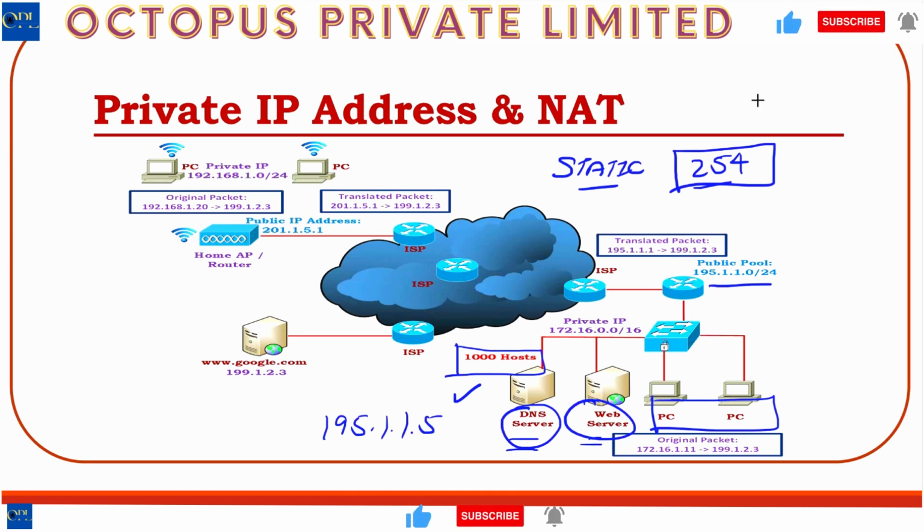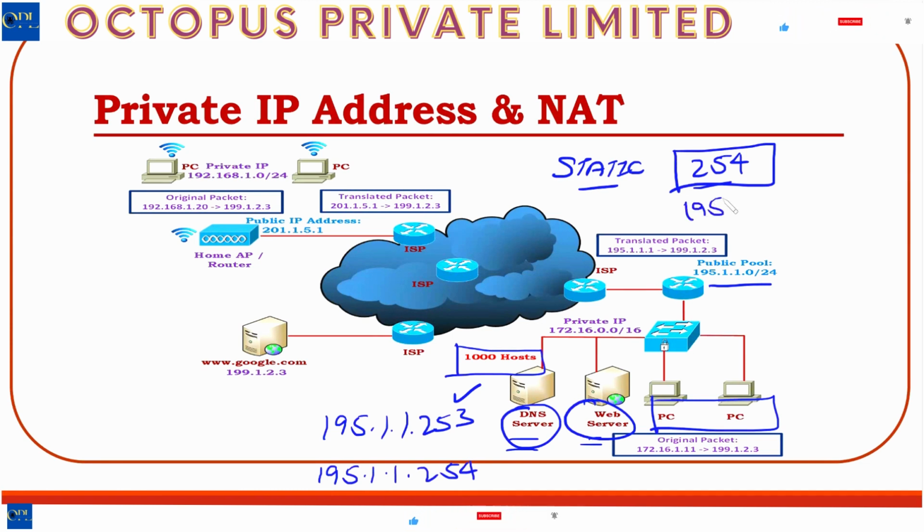What he can do is statically say the DNS server is 195.1.1.115, this guy is 116, and so on and so forth. And for the rest of the PCs, he can say you have up to 1,000 PCs, they can use addresses from my pool. So I've reserved 2 addresses for my DNS and web server. Let's use them as the last 2 addresses in that pool.